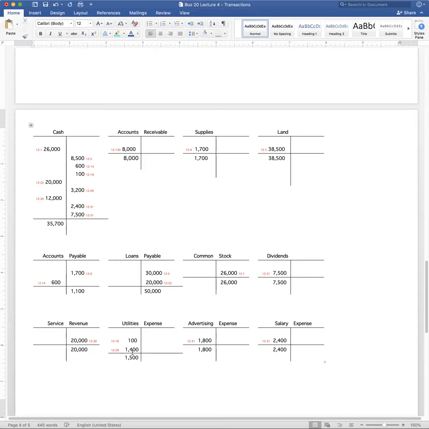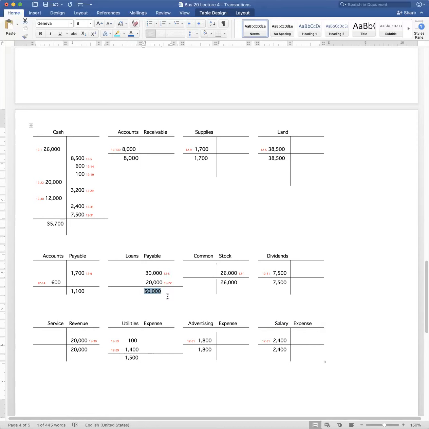Now, what if we have two numbers, right? Not just one. So let's look at utilities expense here. We had a debit of $100 and a debit of $1,400. So that means our total, our balance, is debit of $1,500. Okay? For loans payable, we had a credit of $30,000 and a credit of $20,000, which gives us a balance credit of $50,000.